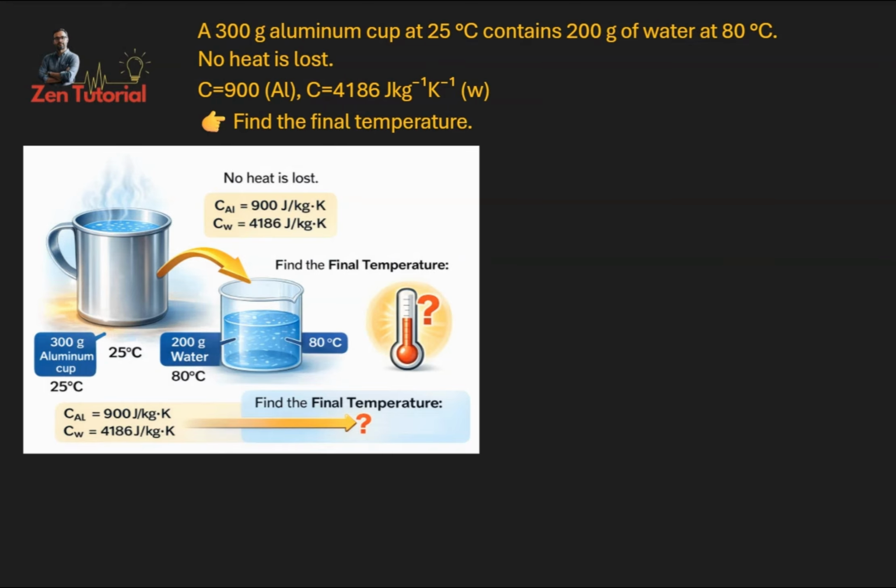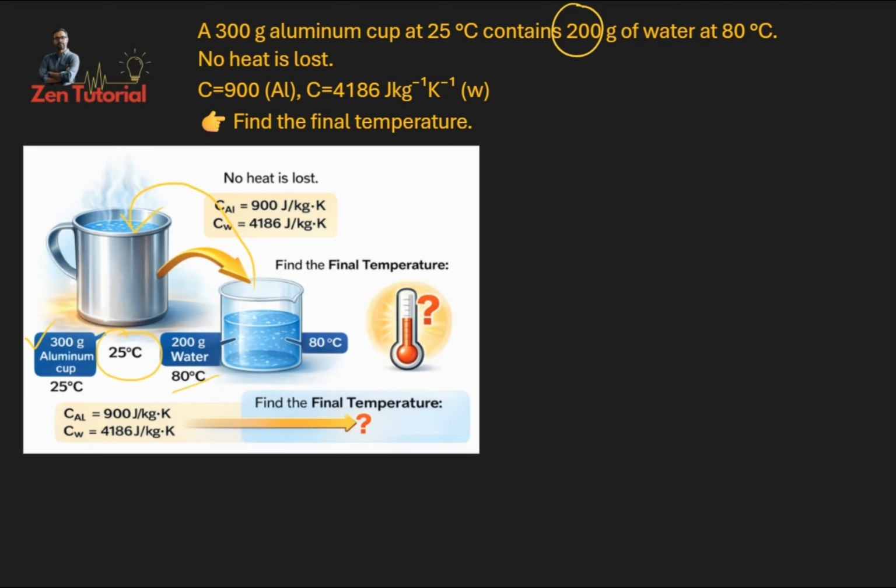In this problem, the aluminium vessel mass is 300 grams, and the temperature of the vessel before pouring the water is 25 degrees Celsius. Now the hot water temperature is 80 degrees Celsius, and the mass of the water is 200 grams. This water is poured into the aluminium container.